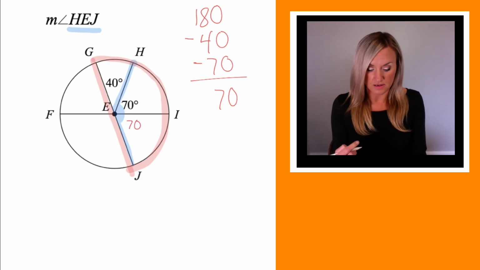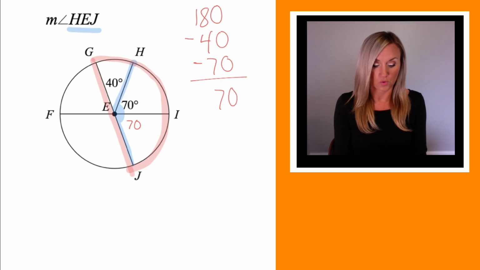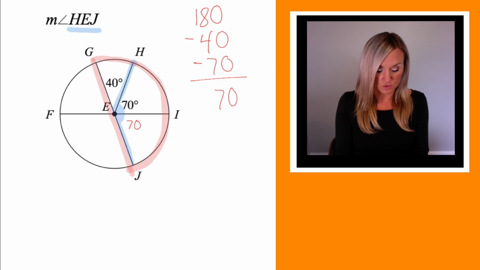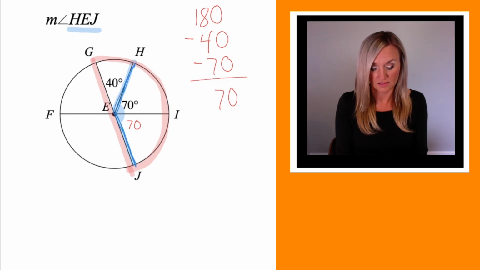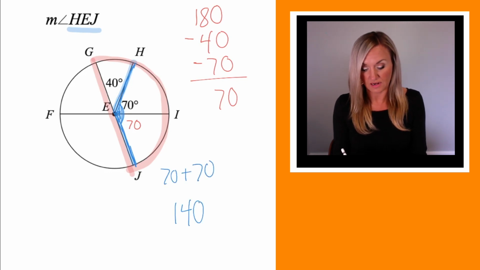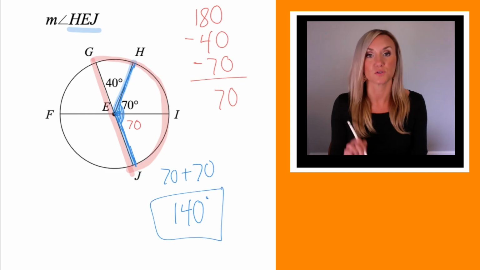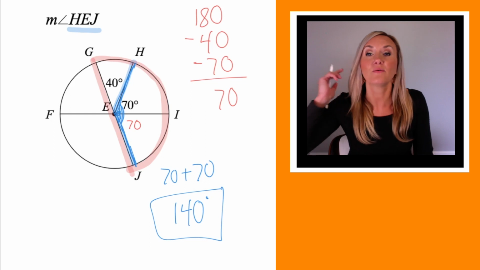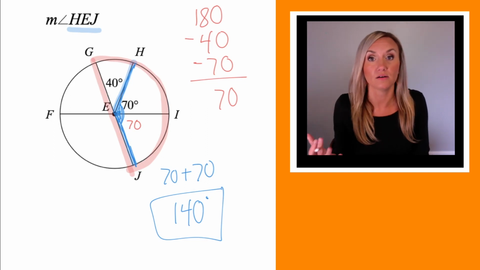And then it asks for the H to the E to the J, right? That's what we have here in the blue. So I need to add the 70 and the 70 together to give me my final answer of that angle of 140 degrees.